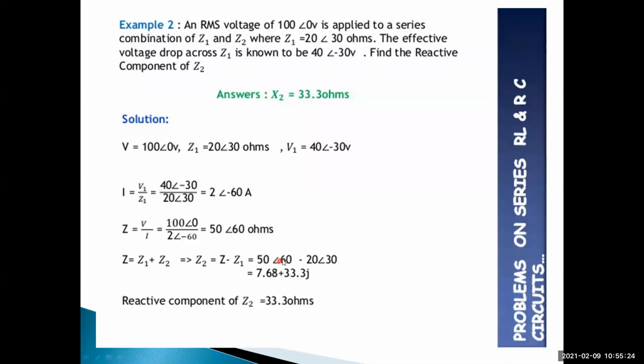Using the calculator, you will get this form. Z is equal to R plus jX. The real component is 7.68, so R2 plus jX2. 7.68 plus jX2, where X2 is 33.3. This is the reactive component. Understood? So this is the problem.